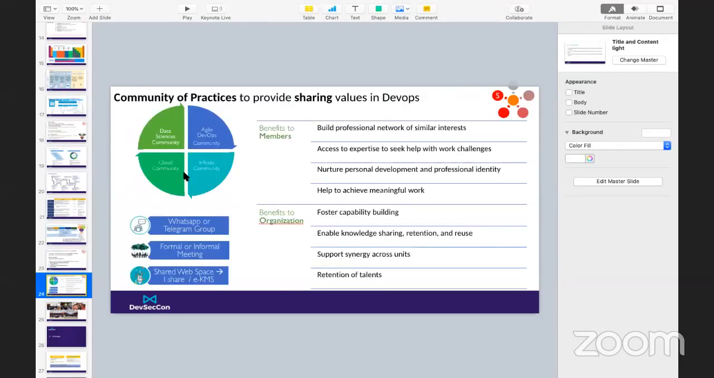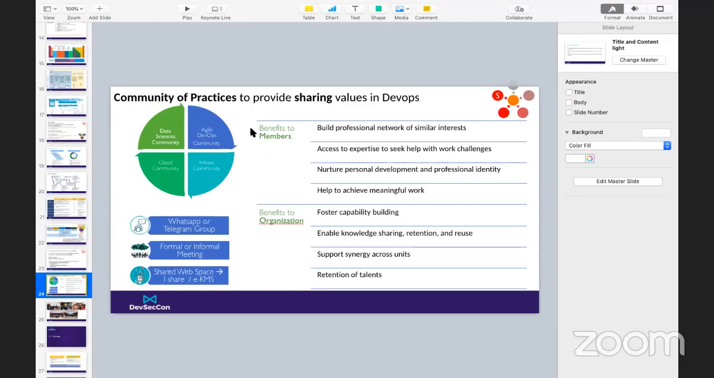Actually this. And also for the sharing. So the sharing, we built some, one of them is the community of practices to provide sharing values in DevOps or DevSecOps. So we built an internal community. One of them is an information security community, to share about security awareness. And we also developed an Agile DevOps community.